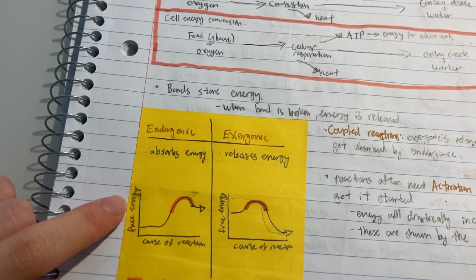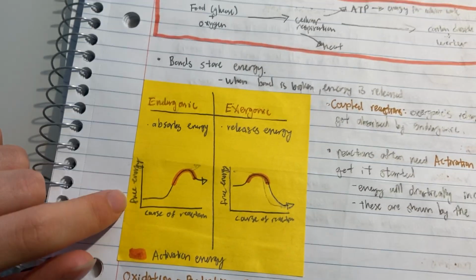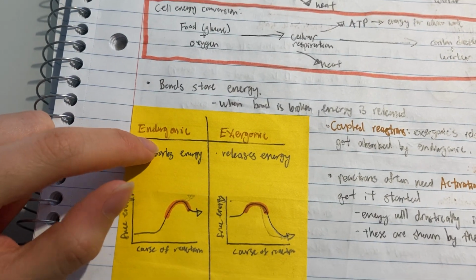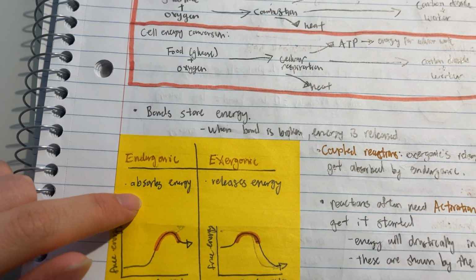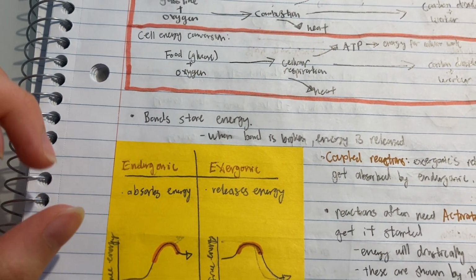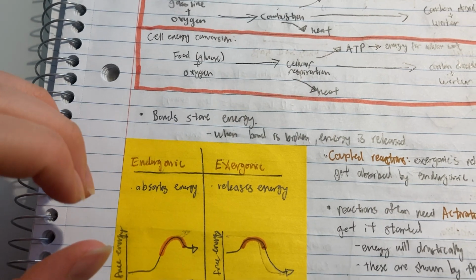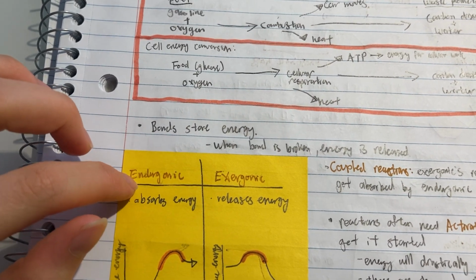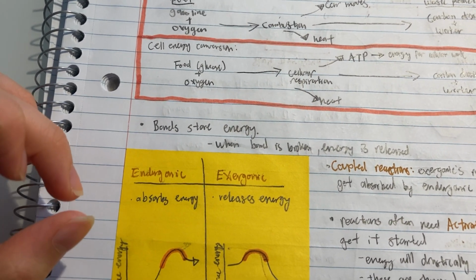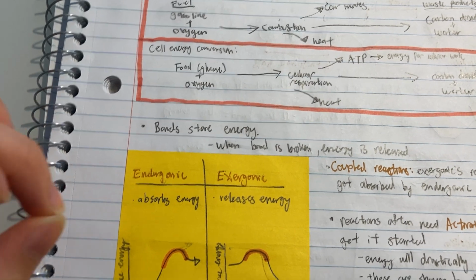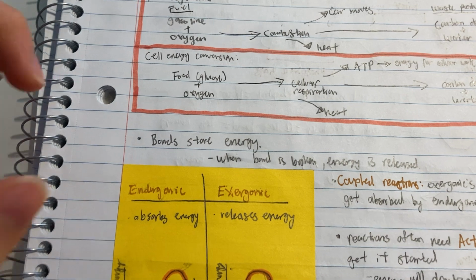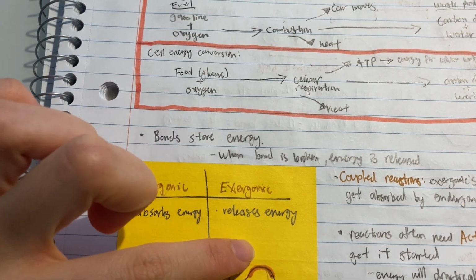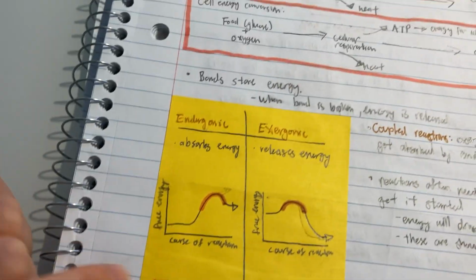Let's talk about the two types of reactions. There's endergonic and exergonic. Endergonic absorbs energy, like when you create a bond, that would be endergonic because you have to absorb energy in order to create a bond. And exergonic is releasing energy. So if you were breaking a bond, then it would be exergonic because you release energy when you break a bond. And these are what the graphs look like.